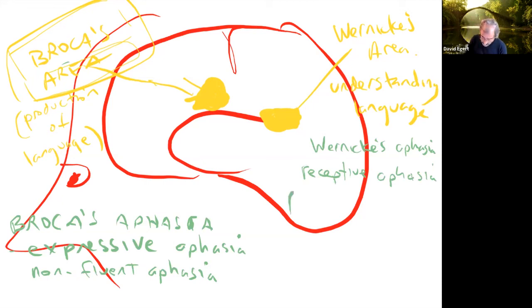Sometimes it's called fluent aphasia, because people can talk, they can make words. And they do make words often, but the words don't mean anything. Right? So there's no meaning behind the words. I'll show you a video in just a few moments.